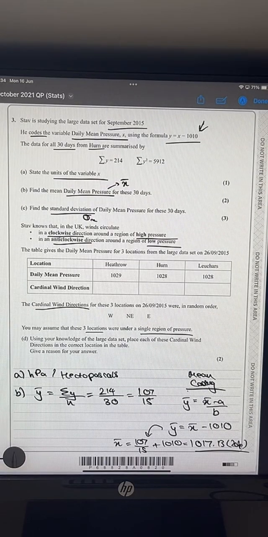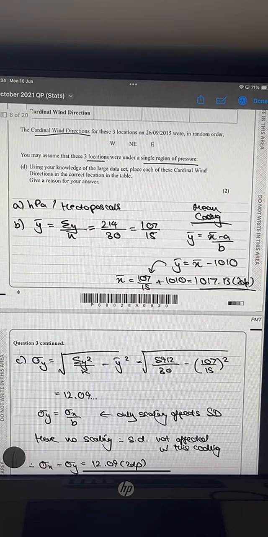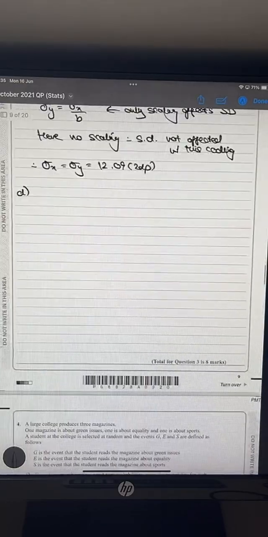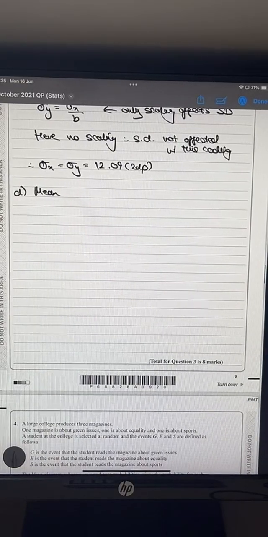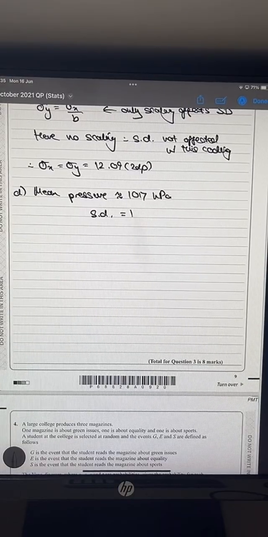1029, 1028, 1028. What is the average pressure? My mean pressure is, where is it? 1017, right? These are all higher than the average pressure. So I want to say the mean pressure is roughly equal to 1017 hectopascals, which is what we found in the question. The standard deviation is equal to 12. So one standard deviation above is 1029. So these are all high pressure.